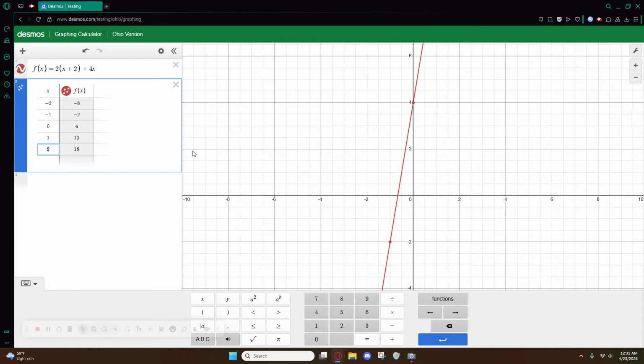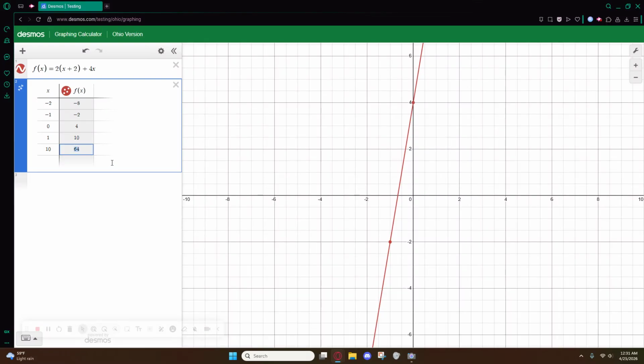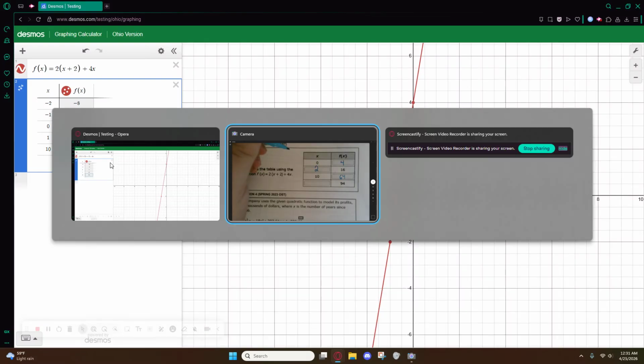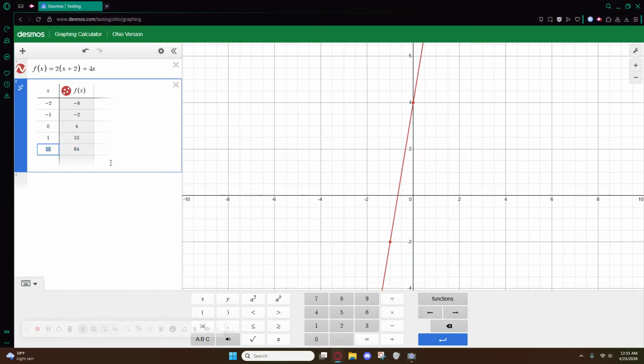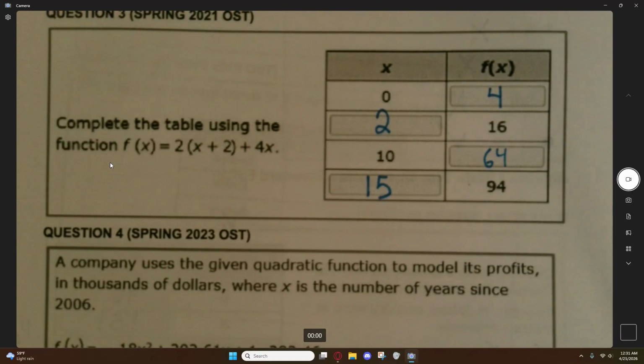That asks us to find when x equals 10. So I'll change the 2 to 10. And that gives me 64. And then we need to find when y is 94. So, because I can't change the y value to 94, I'm just going to keep changing my x values. 11 is 70. Whoops. 12 is 76. 13 is 82. And I'm just going to stop when I get to 94, which is right here at 15. And that's my answer.